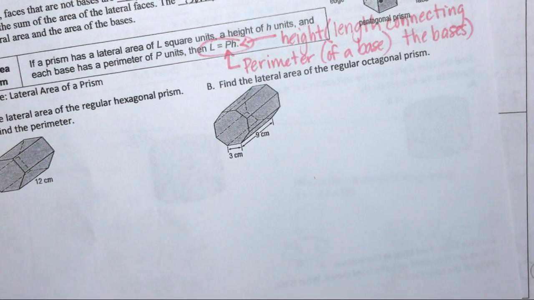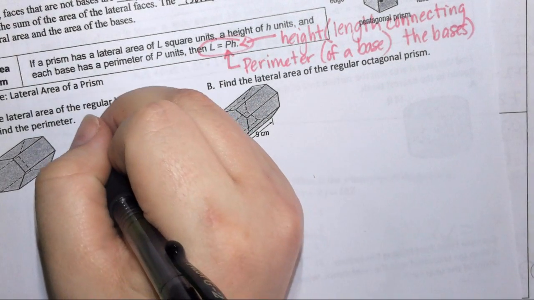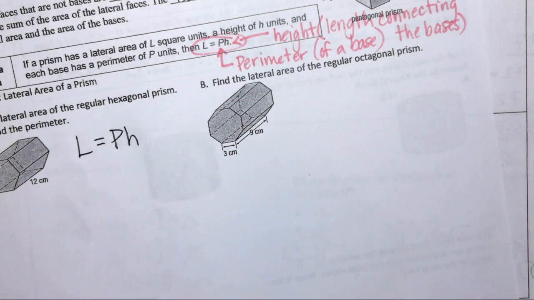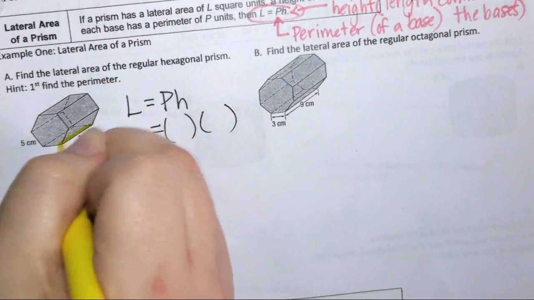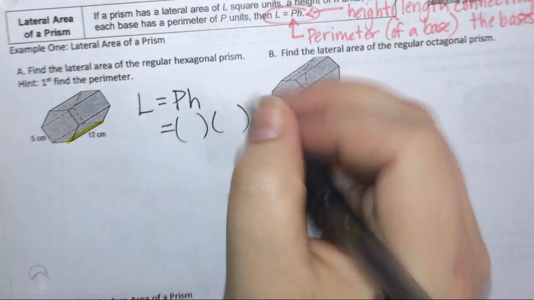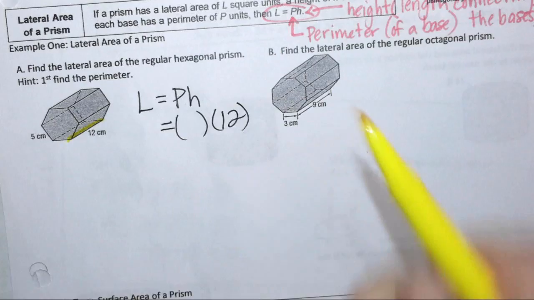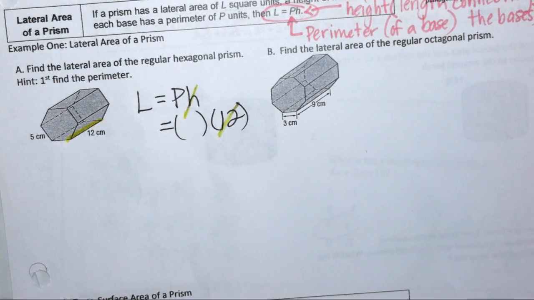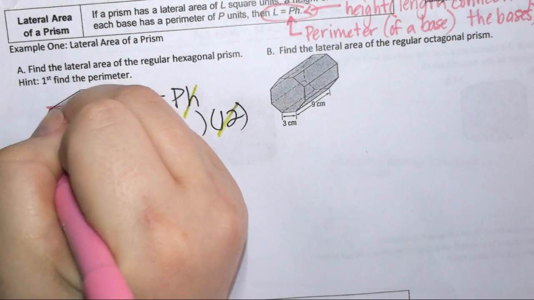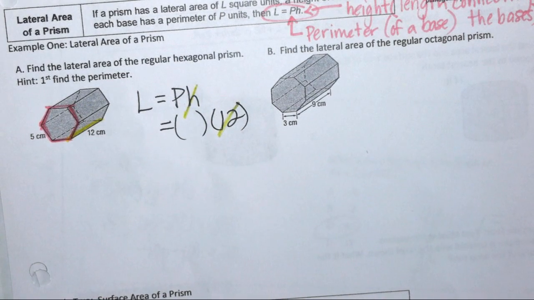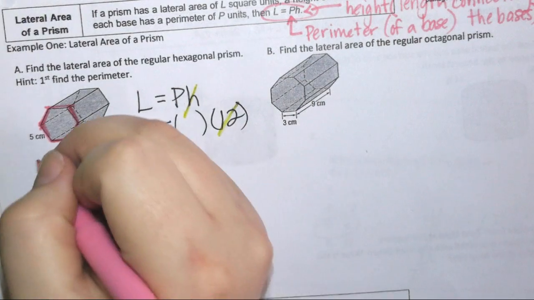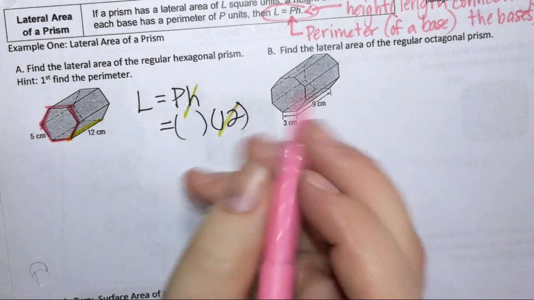Okay, so our first problem involves a regular hexagonal prism. My formula is L equals pH. What number should I put for my height? I should put 12. So connecting those two bases is how you find the height, and it is 12. Okay, but for the P, I need the perimeter of this hexagon. What is the perimeter of that hexagon? 30.